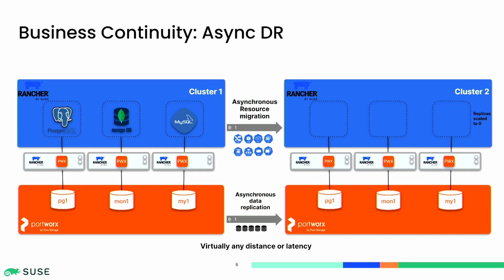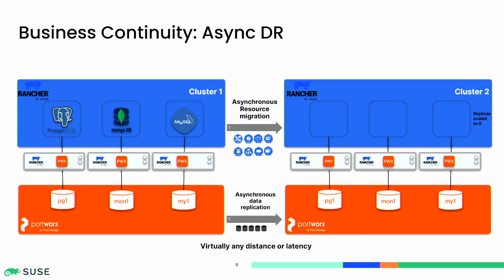We would also take all the Kubernetes objects and migrate them using an object store in between to the second cluster. And the second cluster would create all these elements. So Portworx would create all the volumes here out of these snapshots we did. And we would also create all the Kubernetes objects.